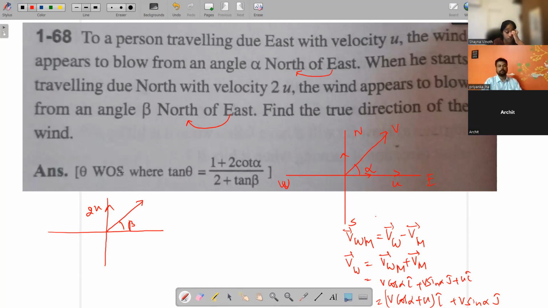In this situation, again we'll apply the same logic. There is no formula and nothing. So velocity of wind with respect to man is velocity of wind minus velocity of man. So velocity of wind, again, is velocity of wind with respect to man plus velocity of man. In this direction, velocity of wind will be how much? So speed will be the same. Let's keep the speed the same.